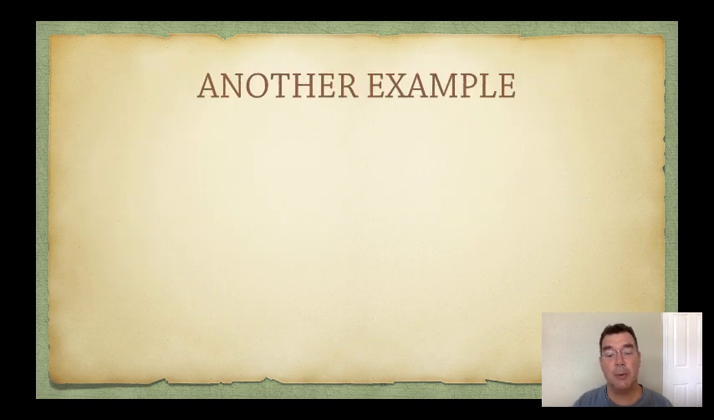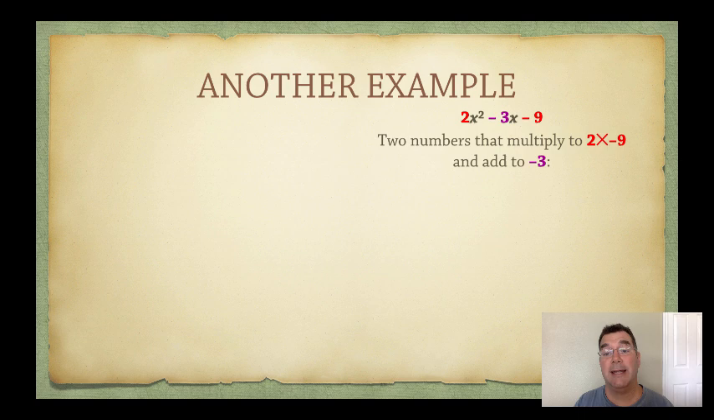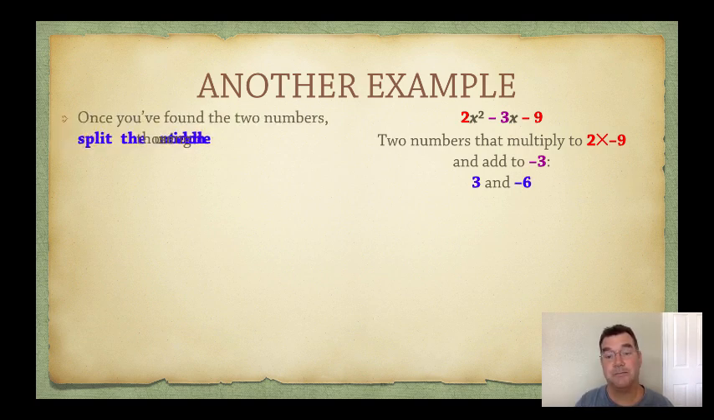Okay, here's another example. Let's say I have the polynomial 2x squared minus 3x minus 9. So I need 2 numbers that multiply to give whatever 2 times negative 9 is, and they have to add to the middle number, which is negative 3. So after some studying, I realized that the 2 numbers are 3 and negative 6. So I split the middle term. So the negative 3x becomes 3x plus negative 6x.